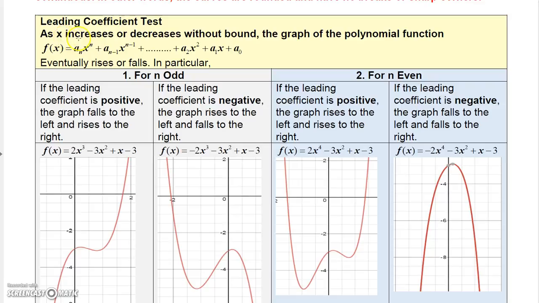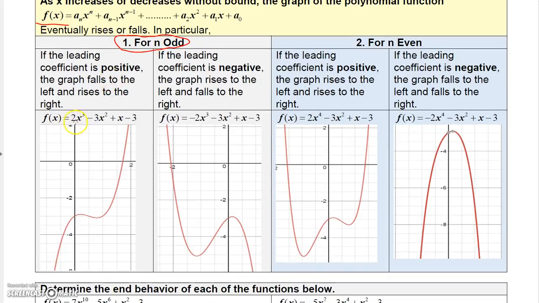As x increases or decreases without bound, the graph of the polynomial function given by this eventually rises or falls. So eventually the graph will rise or fall, but let's see when it rises or falls. If n is odd, so let's say the leading term has an odd exponent like these two down here, both of these have a leading exponent of 3. So there's two possibilities.